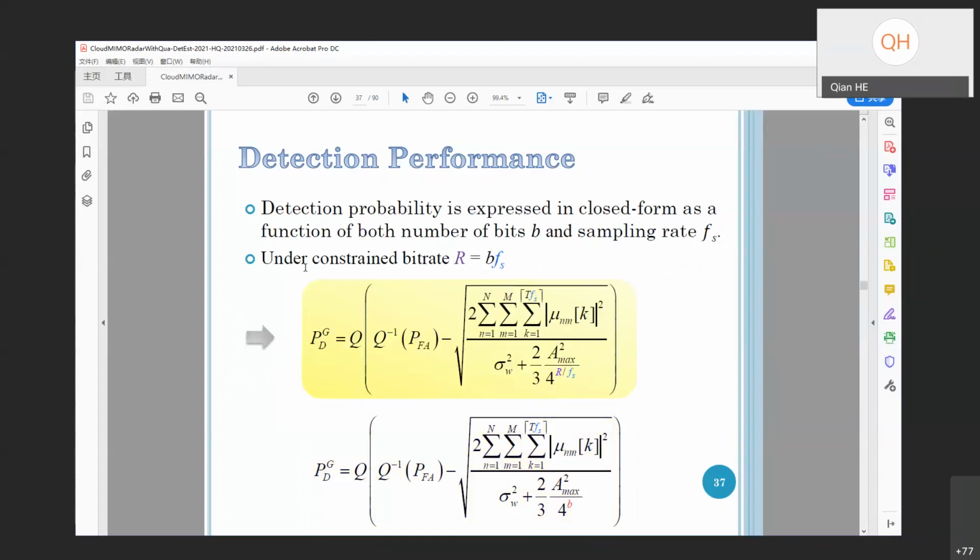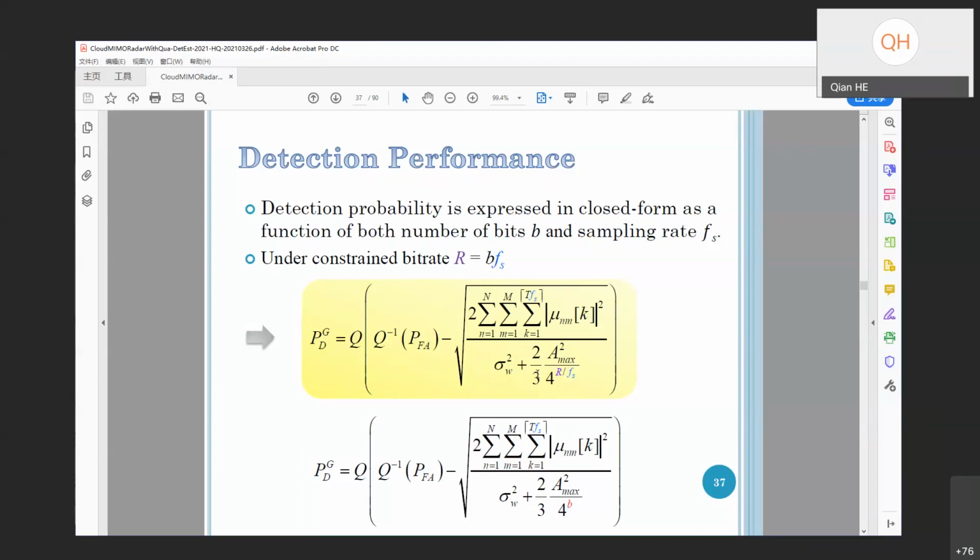Okay, so suppose we fix the bit rate. The bit rate is the product of B and Fs, right? Suppose R is fixed. So you can say B is equal to R over S. So you plug in this B equals R over S, and eventually it's a function of any two of these three things.